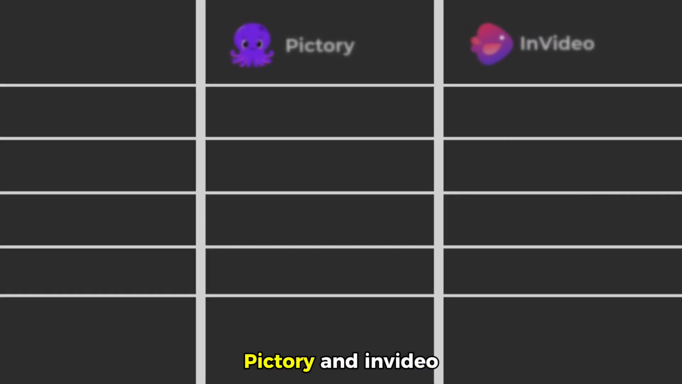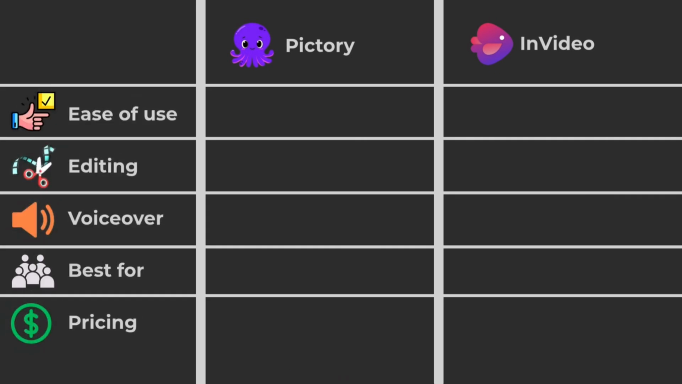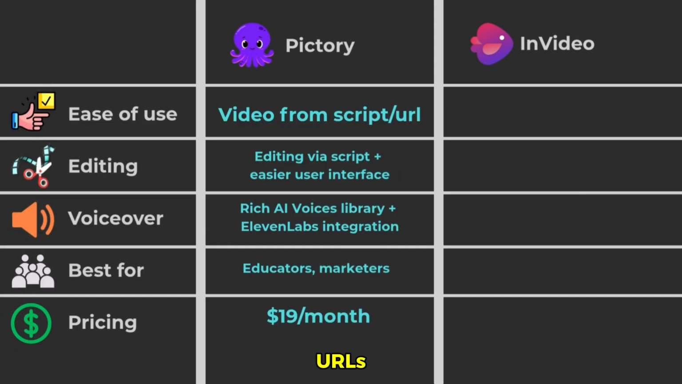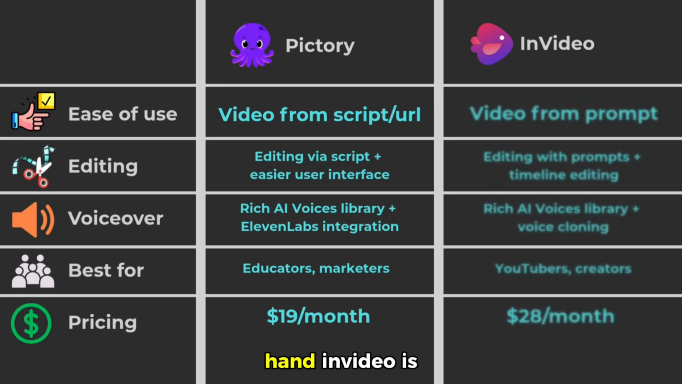Now, let's compare Pictory and InVideo side by side. Pictory creates videos from scripts or URLs, with an easy interface and 11 Labs integration for realistic voiceovers. And it's perfect for educators and marketers and starts at $19 a month. On the other hand, InVideo is built for creators. It turns prompts into videos and supports timeline editing and even voice cloning. It's a bit pricier at $28 a month.